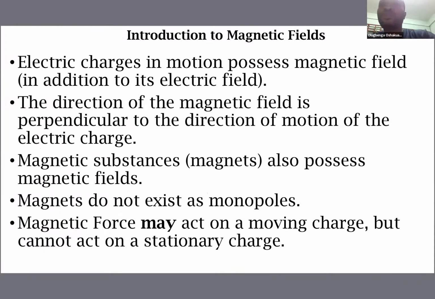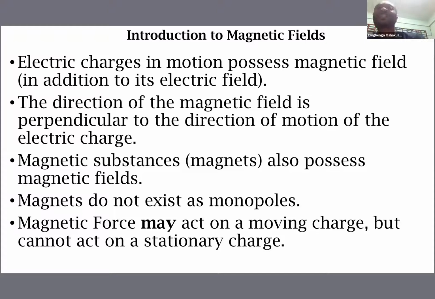The new thing we should now add to what we've known before is that when electric charges are in motion, they possess magnetic field in addition to their electric field. When charges are at rest, they possess electric field. But once they are set in motion, they begin to manifest magnetic properties. In short, they have magnetic field when they are in motion.